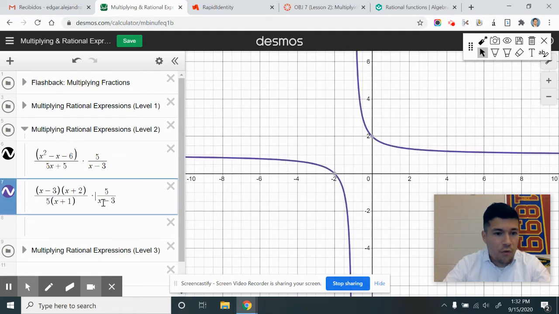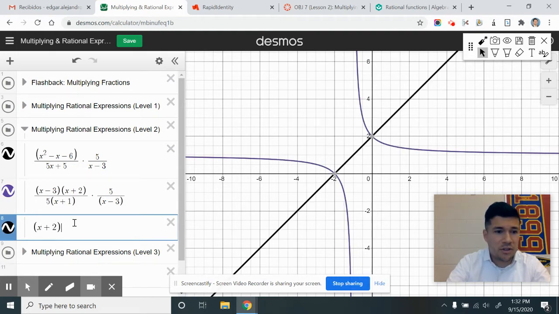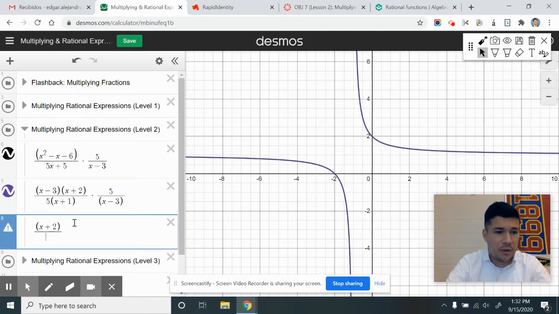Well, I notice that I have 2 factors of x minus 3. Sure, this one doesn't have parentheses, but you can give it parentheses. It doesn't make a difference. So I can cancel out 2 factors of x minus 3. I also see that I have 2 factors of 5 that I could cancel out, which leaves me with x plus 2 as my only factor in my numerator over x plus 1. Let's see, x plus 1 is the only factor in the denominator.